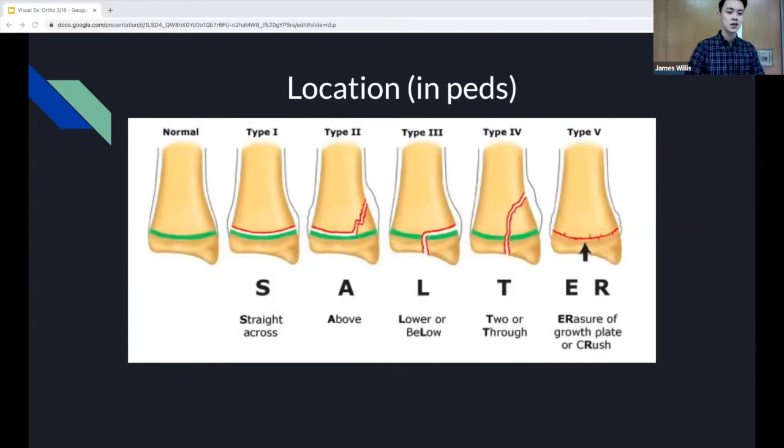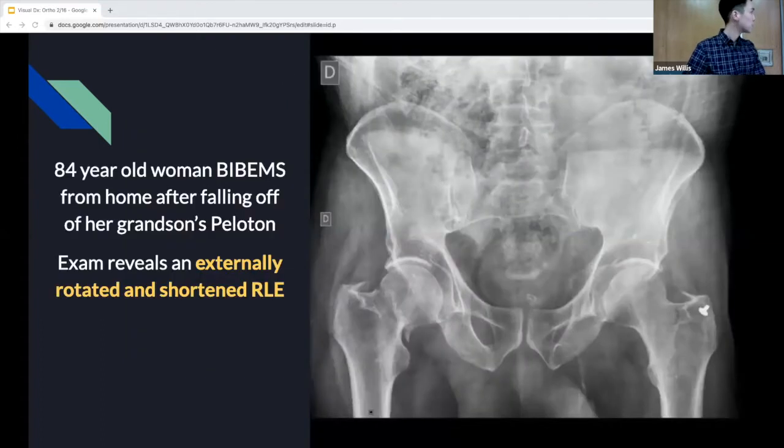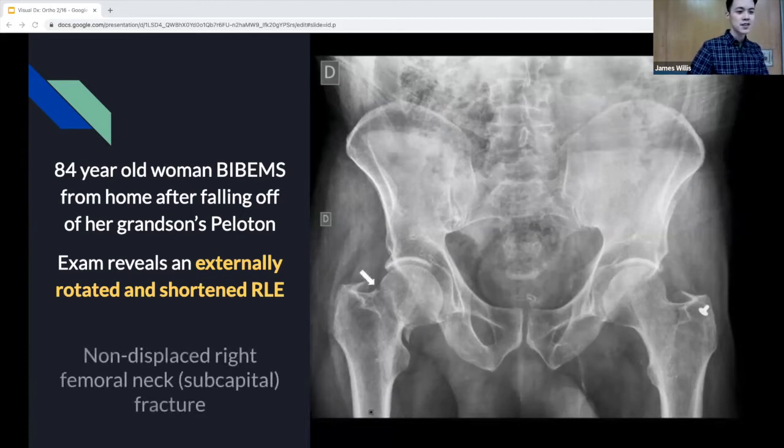All right. So now we're going to start with some cases. You've got an 84-year-old woman brought in by EMS after she fell off her grandson's Peloton. Exam: externally rotated and shortened right lower extremity. Someone describe what they see on the x-ray. Which side? Yeah, so there's a very special arrow sign, right? So this is a non-displaced femoral neck fracture.